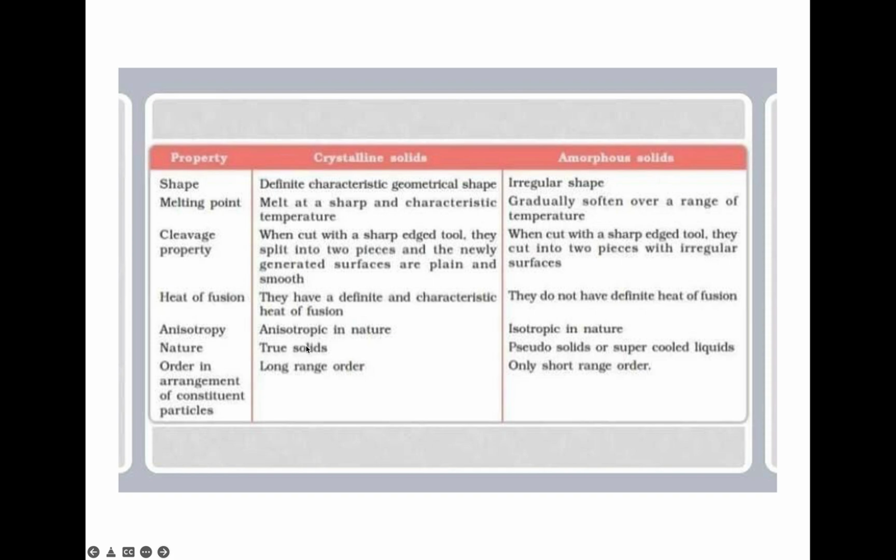Then nature: crystalline solids are true solids, and amorphous solids are pseudo solids or supercooled liquids. The order in arrangement of particles is long range in crystalline solids, and only short range in amorphous solids. Just read it properly and revise it thoroughly.